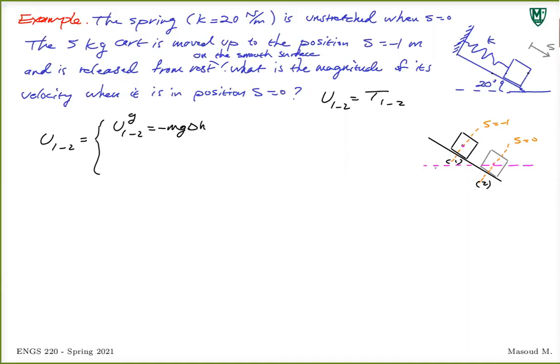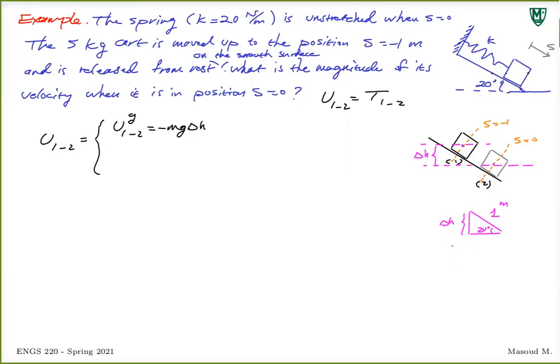With the danger of making things crowded here, this is delta H. They go from this point to this. In this triangle, let's draw it separately. We know this is 1 meter. It's going down 1 meter. This angle is 20 degrees. So we are looking for delta H.